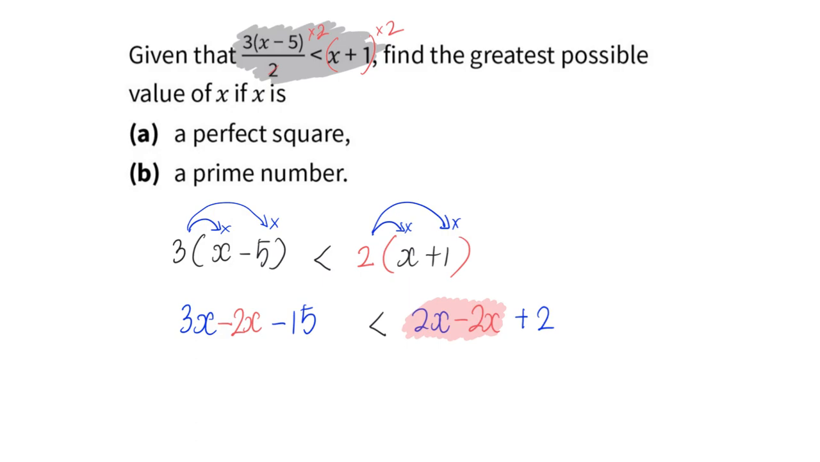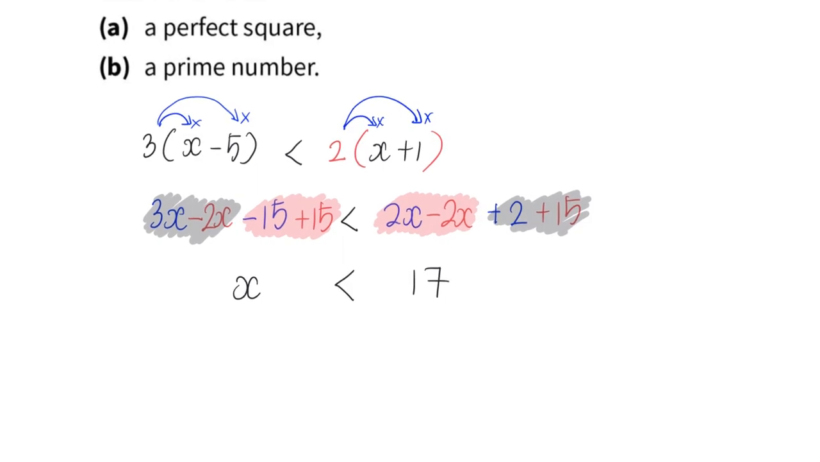You will also see Mr. Tan plus 15 on both sides as well, so that the left hand side will become 0, so the left hand side will only be left with 3x minus 2x. Nice, positive 1x. The right hand side is 2 plus 15, 17. And from here, we can then get the two answers.